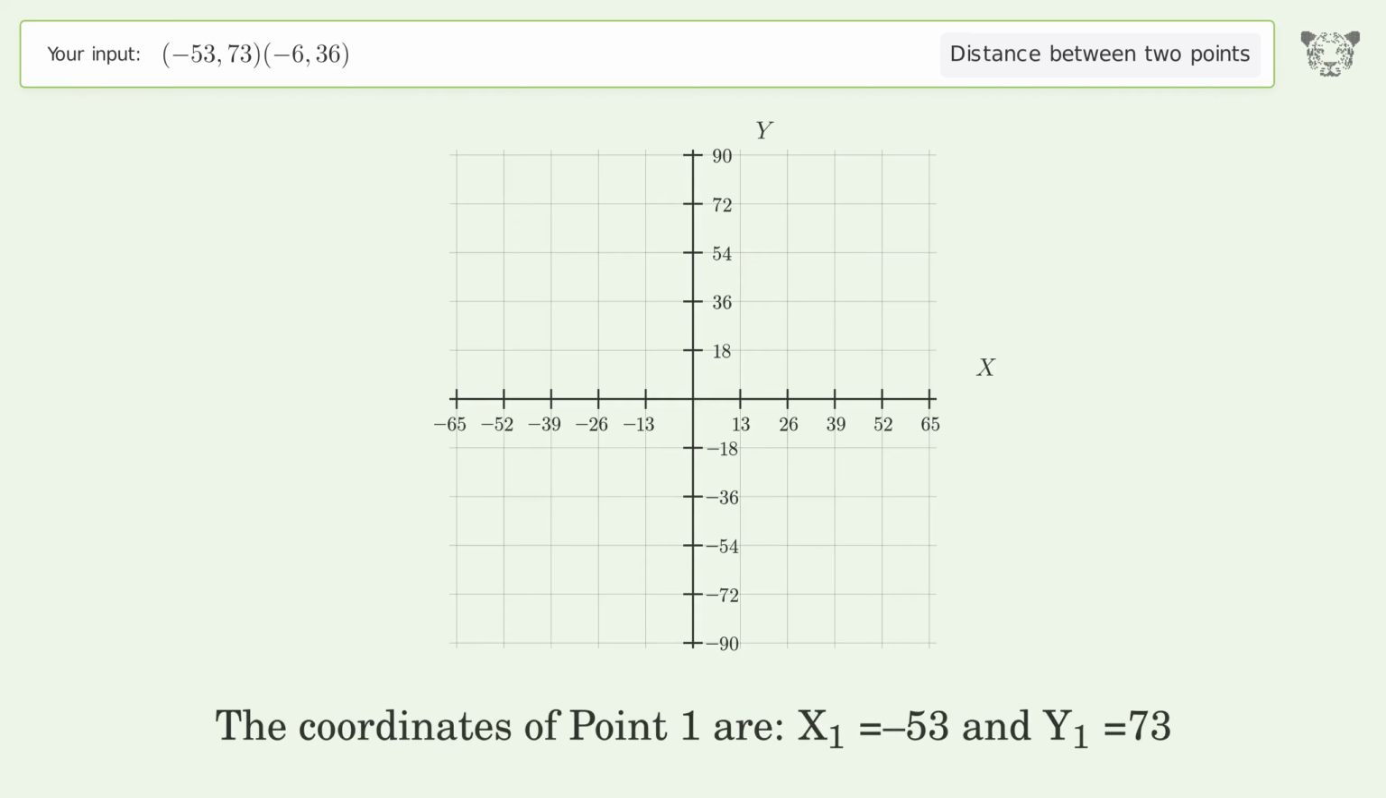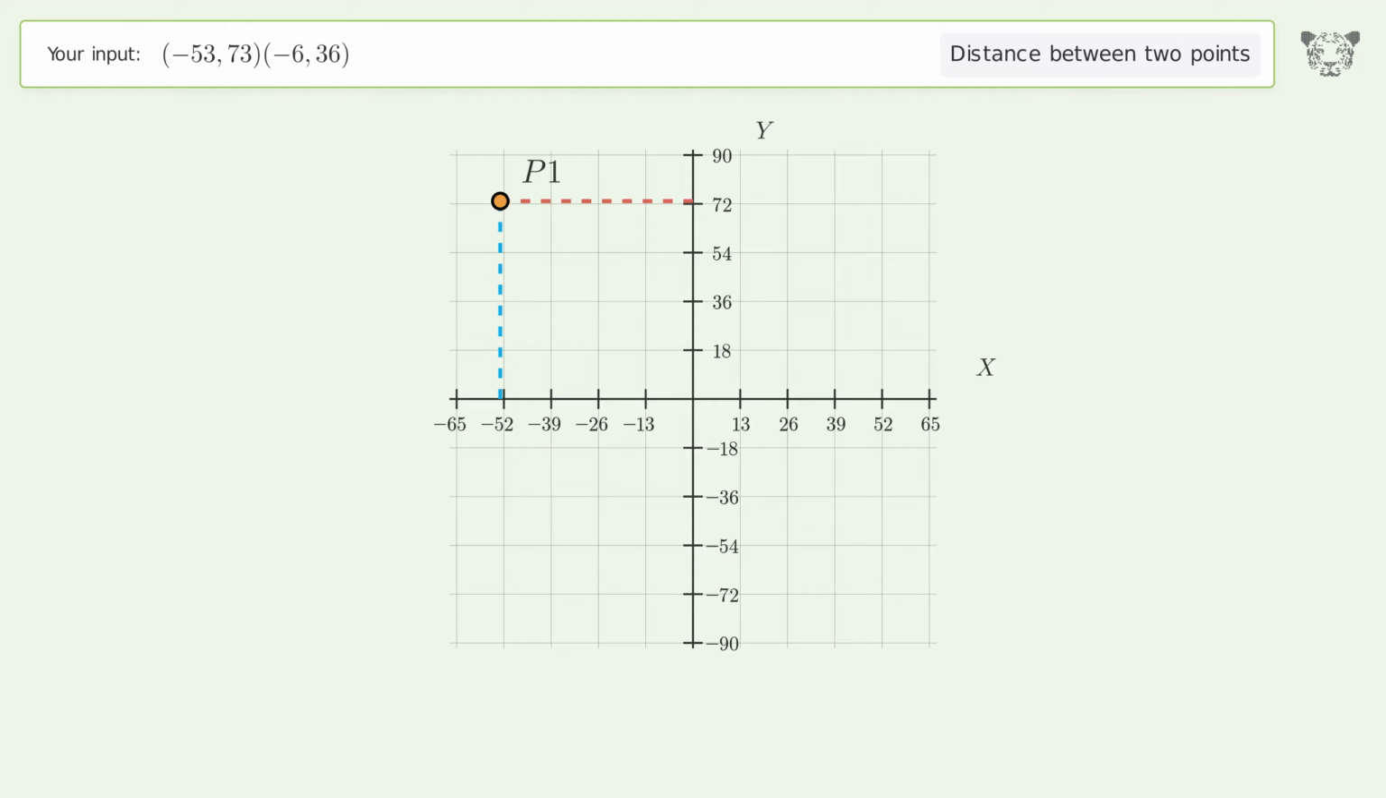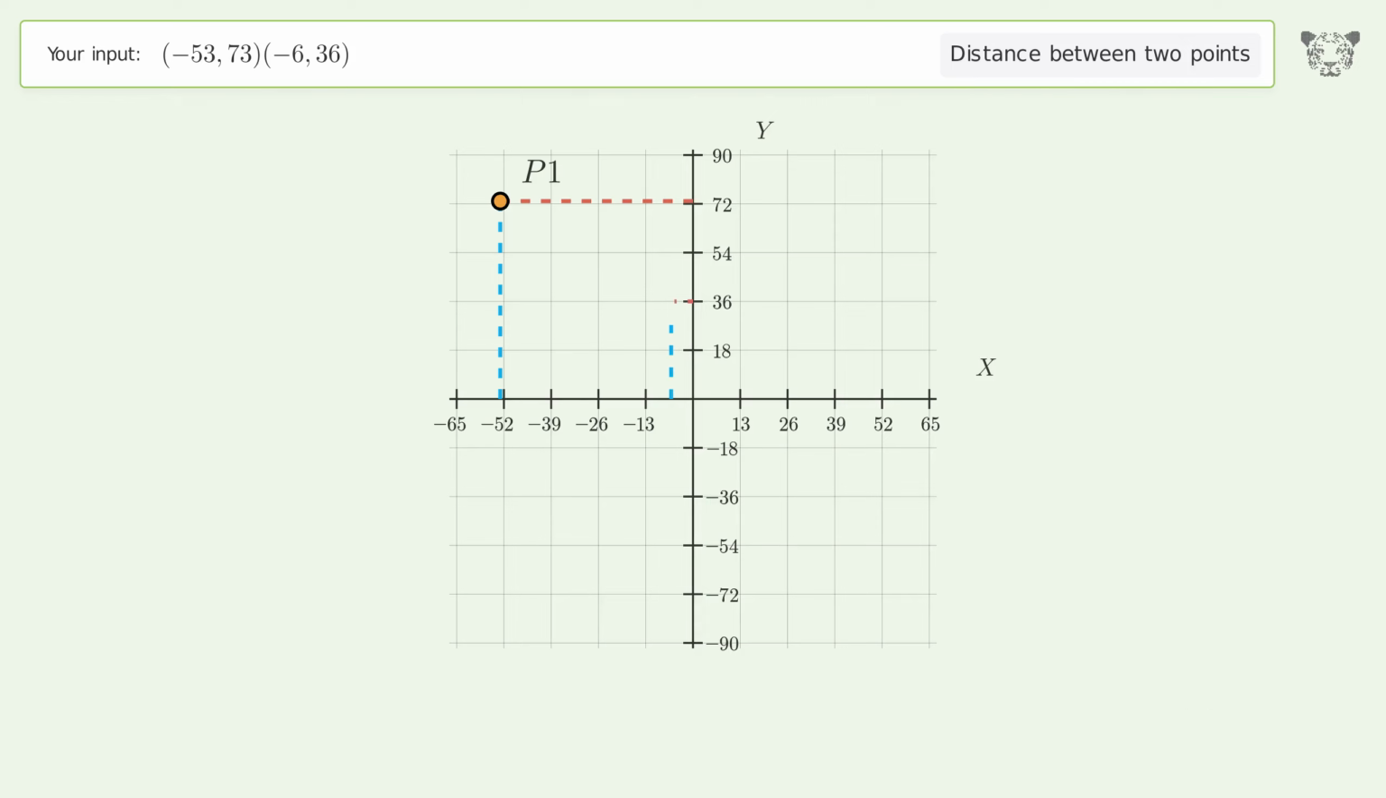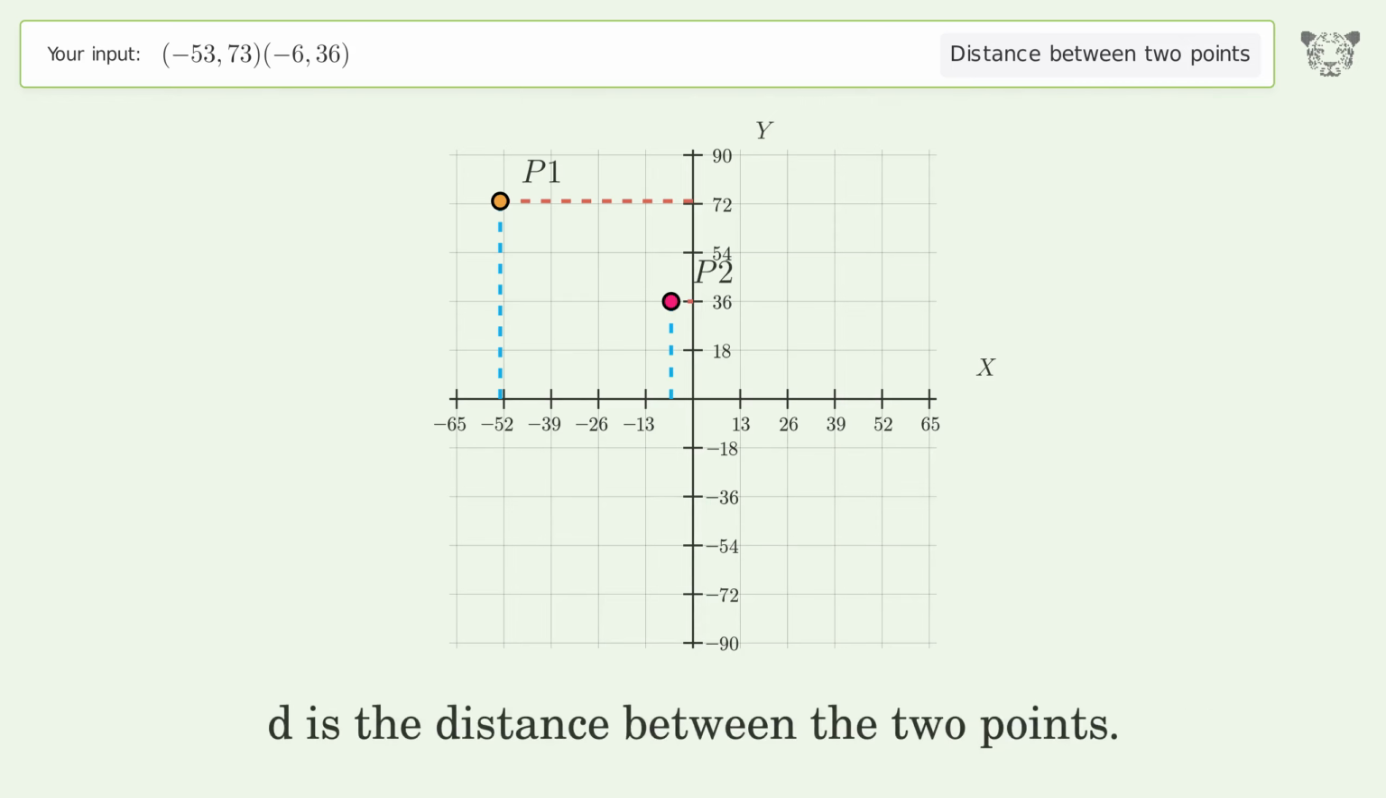The coordinates of point 1 are x1 equals -53 and y1 equals 73. The coordinates of point 2 are x2 equals -6 and y2 equals 36. D is the distance between the 2 points.